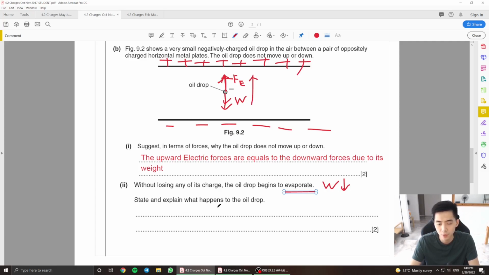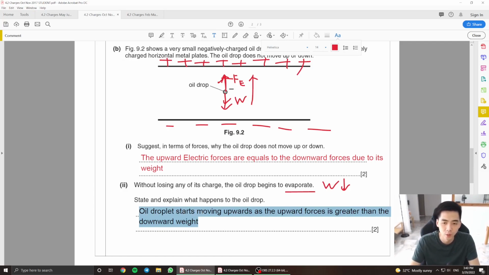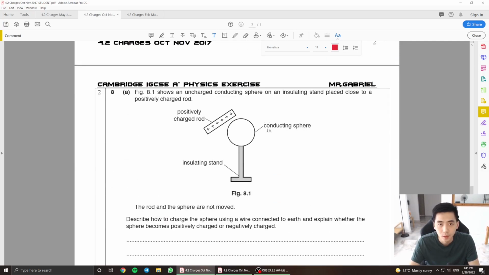State and explain what happens to the oil droplet. I'm going to say that the oil droplet starts moving upwards as the upward force is greater than the downward weight. Alright, so basically you mentioned that the weight is decreasing because it's evaporating, right? So then obviously it's going to move upwards in this case. Okay.